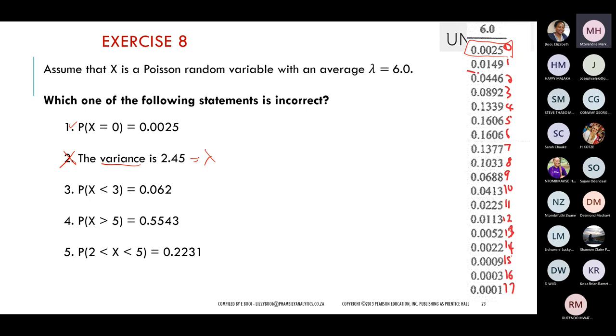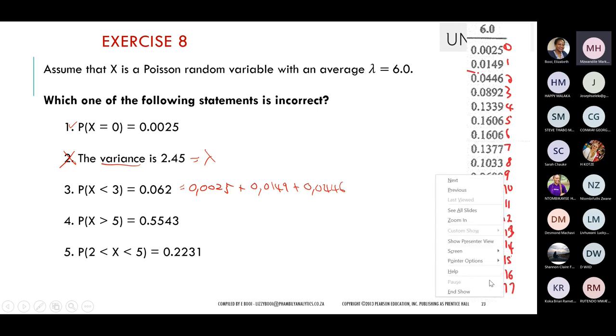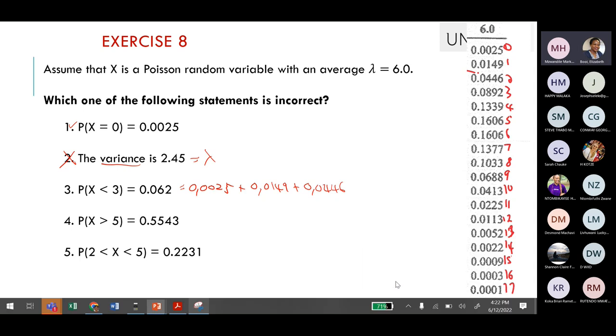And the probability of less than 3, just for practice purposes. Less than 3, therefore we need to add all these values, excluding 3. We add all the other values. So you will add 0.0025 plus 0.0149 plus 0.0446. Add them all together. They should give you 0.62. Correct.